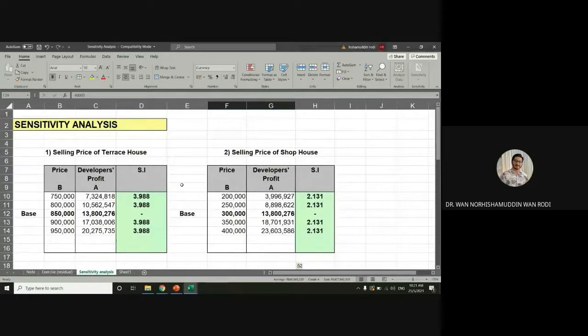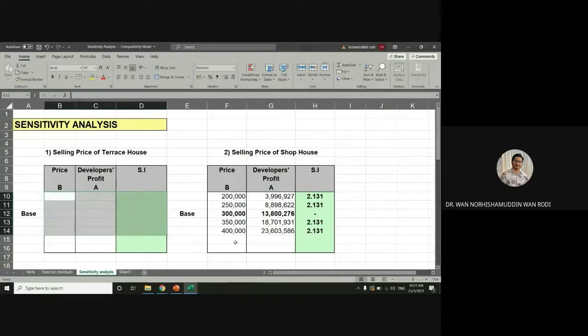Okay, these are the examples. First, let us look into the first example: if we want to determine whether the developer's profit is sensitive to changes in selling price. First you have to create a table like this one. Price is B, developer's profit, the dependent variable, is A, then SI. Let me delete first and try to do the calculation.